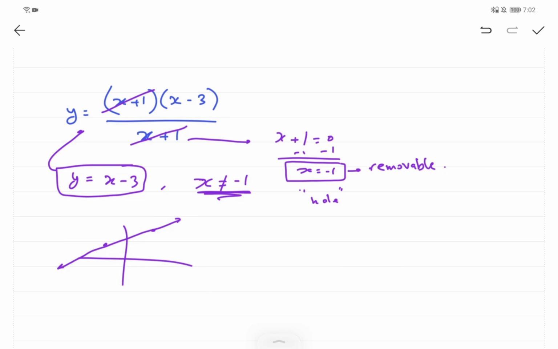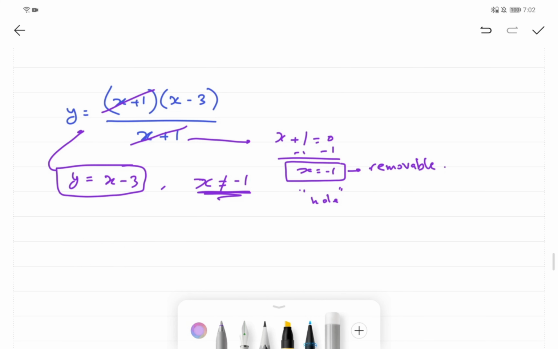Okay, so the easiest way to graph the line is to find the x-intercepts and the y-intercept. So let's find the y-intercept and the x-intercept of the function y equals x minus 3. Let's start with finding the x-intercept. Now you all know that the x-intercept is the point of intersection with the x-axis.